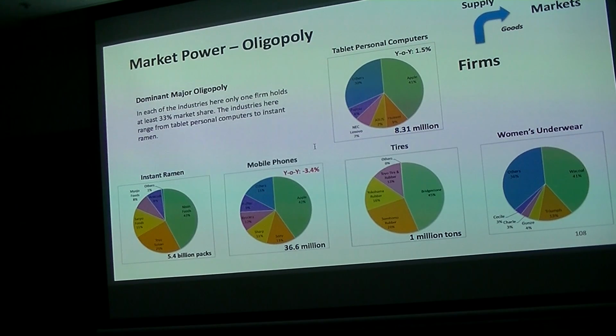I don't have a car, so I don't really know. Anybody own a car? Does anybody care about tires?